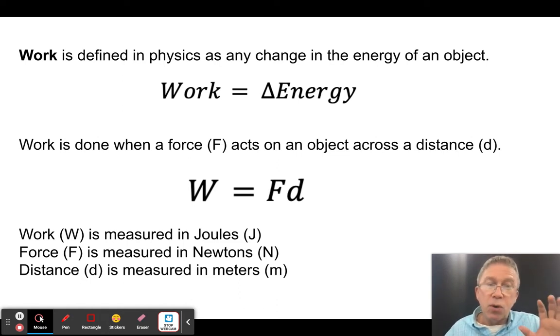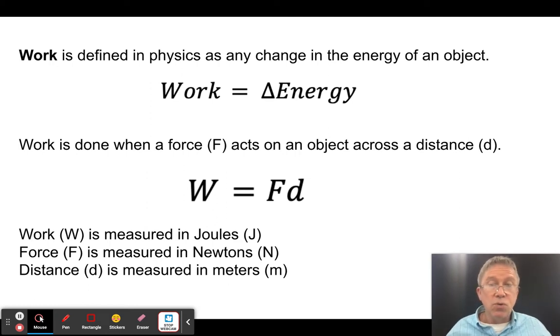So if I push on a wall with 100 newtons of force and the wall doesn't move, I didn't transfer any energy to the wall, so I'd say I didn't do any work on the wall. I didn't give it or take away any of its energy. On the other hand, if it moves the distance, then I have done work. I have changed the energy of that object. So work is basically energy transfer.